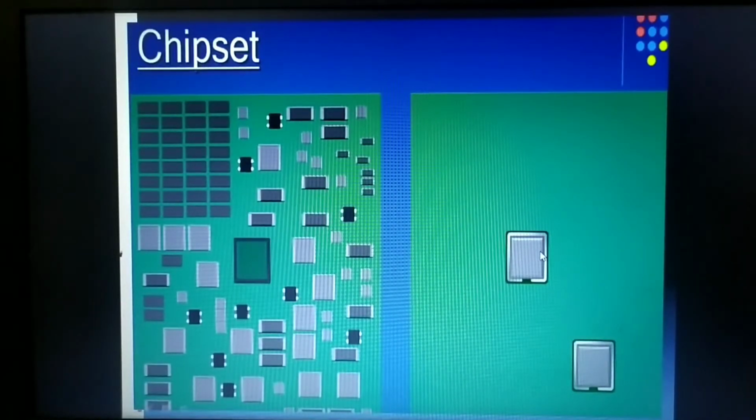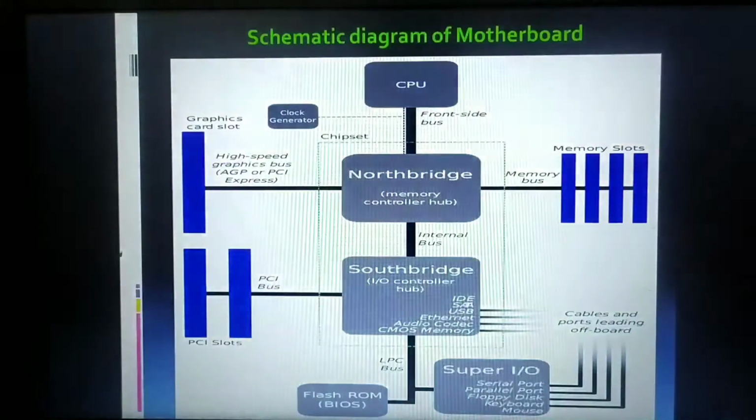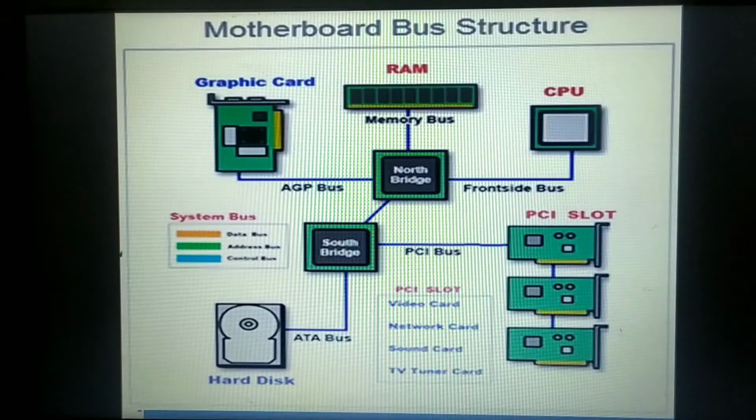Now what is a chipset? A chipset is a smaller set of chips placed among the large number of chips. It is made up of various different kinds of chips. What is the main functionality of these two chipsets? It is to control the data flow between the CPU and the other peripherals like bus slots and the memory. So that's why I have shown this example.